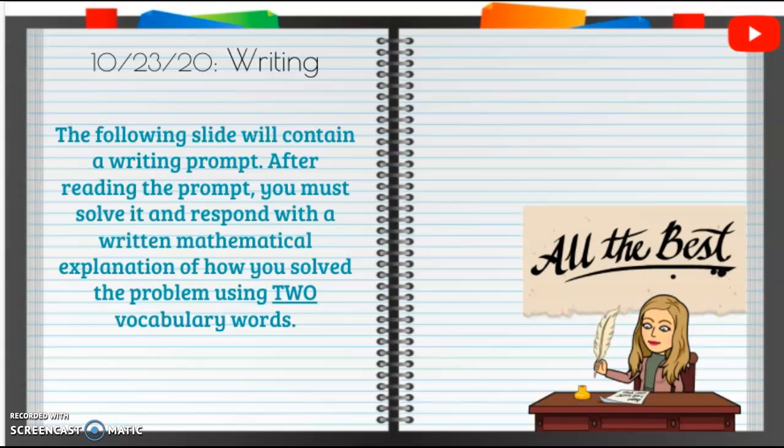October 23rd, 2020, writing. The following slide will contain a writing prompt. After reading the prompt, you must solve it and respond with a written mathematical explanation of how you solved the problem using 2 vocabulary words.